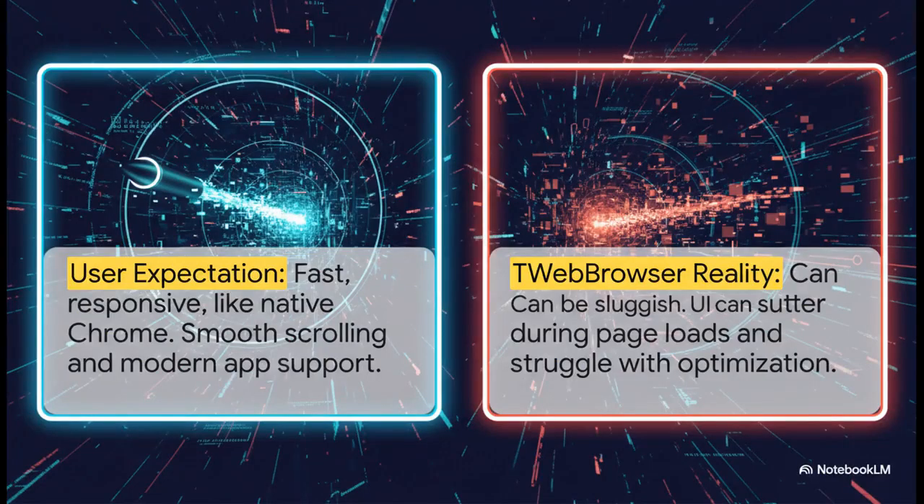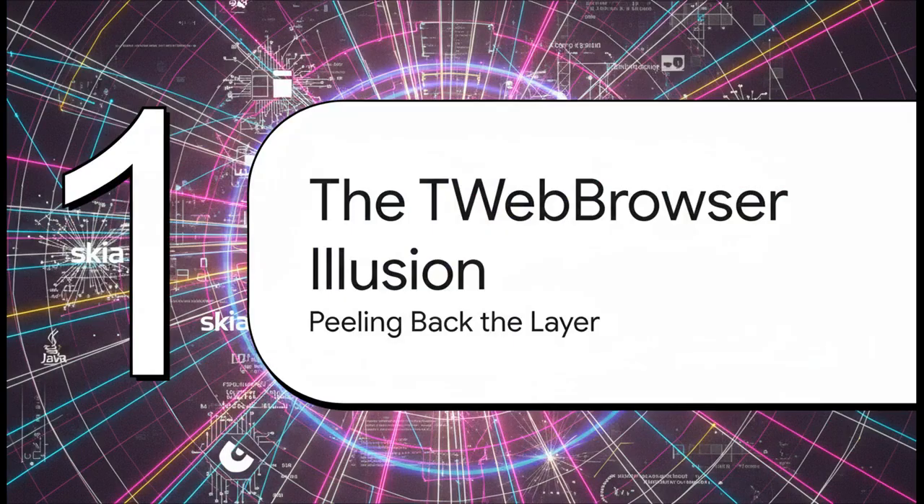Look, your users have really high expectations. They're used to native Chrome on their phones. It's fast, it's responsive, but the out-of-the-box experience in our apps, well, it often doesn't even come close. The UI can stutter when pages are loading, and it really struggles with modern web apps. Let's change that narrative.